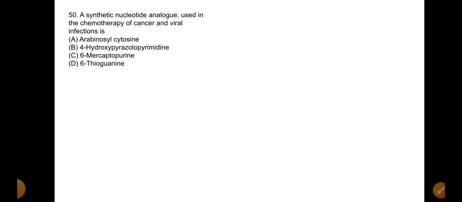50, a synthetic nucleotide analog used in the chemotherapy of cancer viral infection is. Again, an easy question. 51, histamine is formed from histidine by the enzyme histidine decarboxylase in the presence of. Okay, you have to tell out of these what is present in the reaction when it is catalyzed by histidine decarboxylase. 52, infantile convulsions due to lesser formation of gamma aminobutyric acid from glutamic acid is seen in deficiency of? You will have to search for this answer. I think many of you will not know.